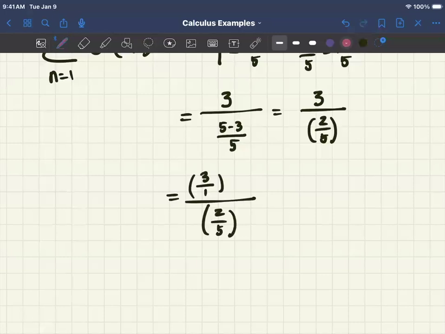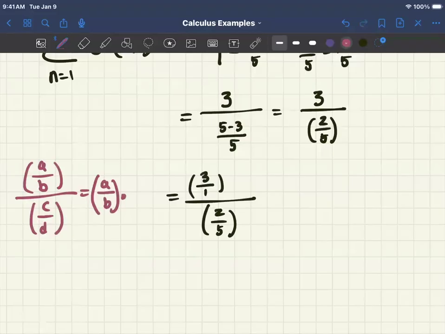The last tool that I'll be using here is, I love this one, when you have a fraction divided by another fraction. You'll notice I changed our 3 on the top to 3 divided by 1, so you see it actually is a fraction on top, even though it doesn't look like it. We can just flip our denominator and turn a division problem into a multiplication problem.